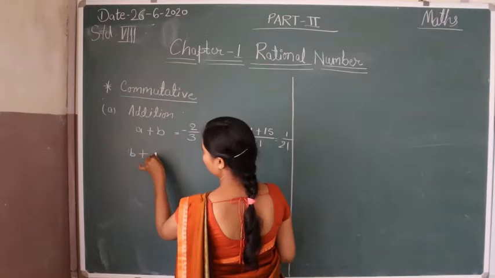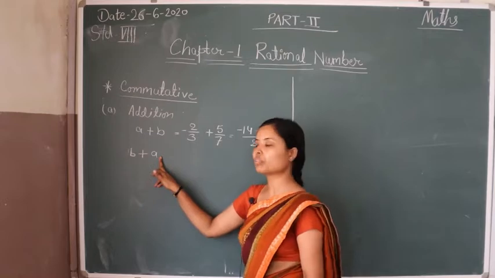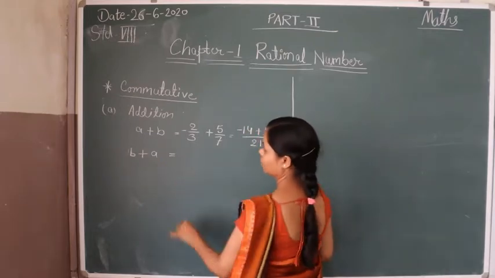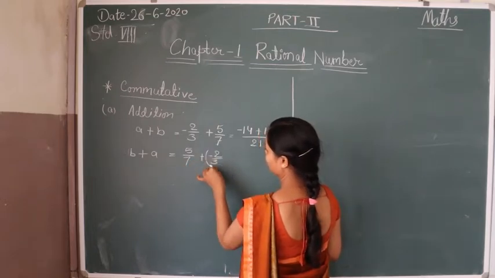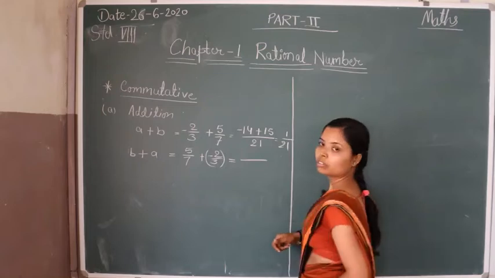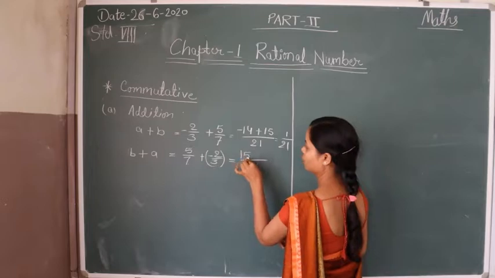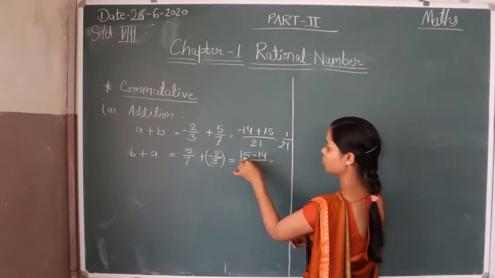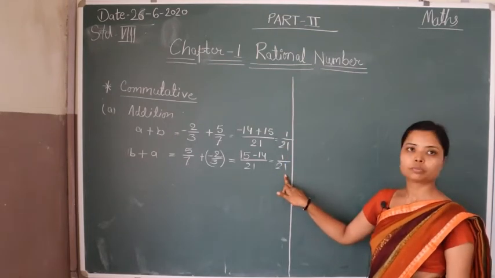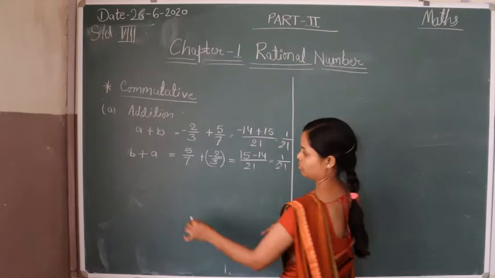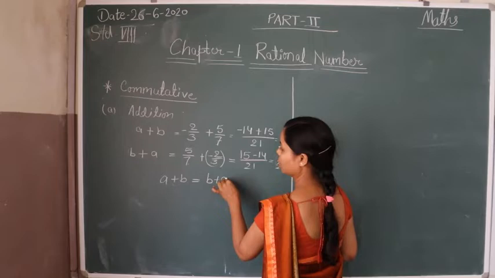Then we exchange the rational numbers. In the place of A we put B, and in the place of B we put A. Now exchanging the value, we try to solve this. Again find the LCM, which is 21. Then cross multiplication, 5 3s are 15, then minus 14. So what we get from here? We get 1 by 21. Look at both. Both are same. So A plus B is equal to B plus A.